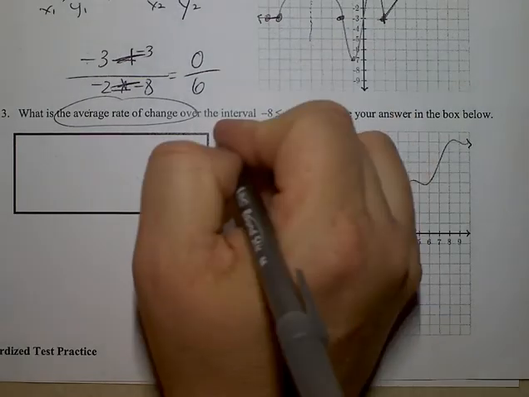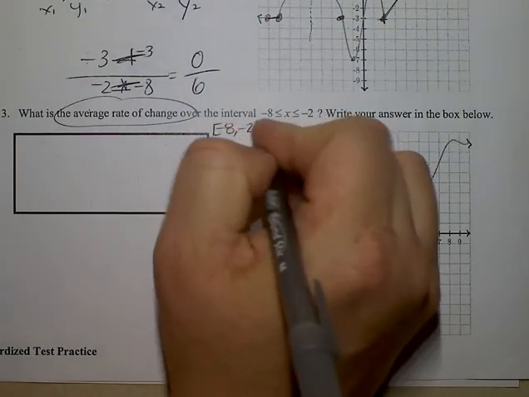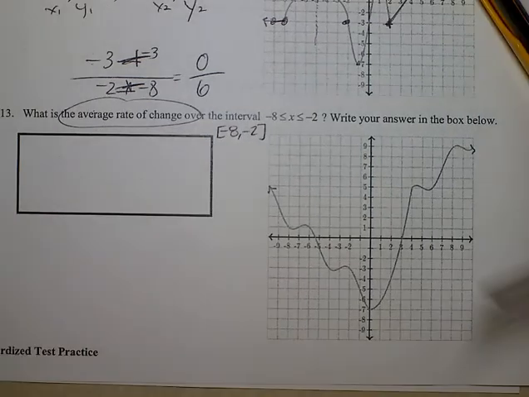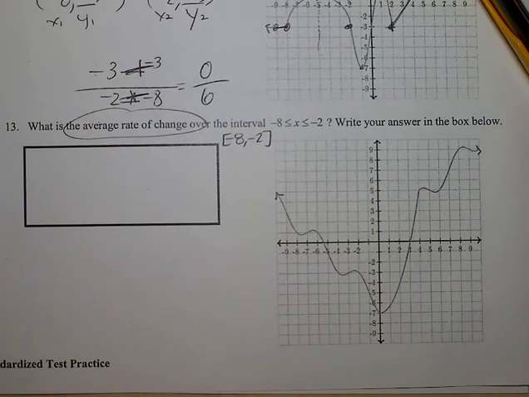But let's rewrite it. Let's go negative 8 to negative 2. With your partner, please find the exact average rate of change and write it in this box. Working with your partner, you have a minute and a half. Begin. Do not round.